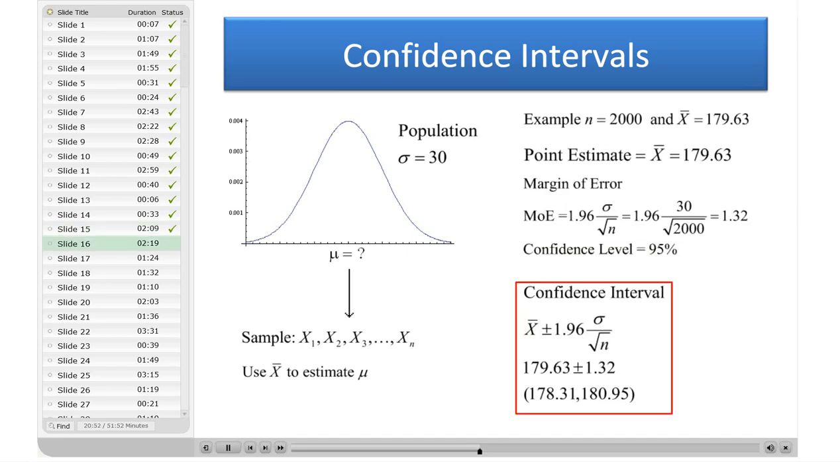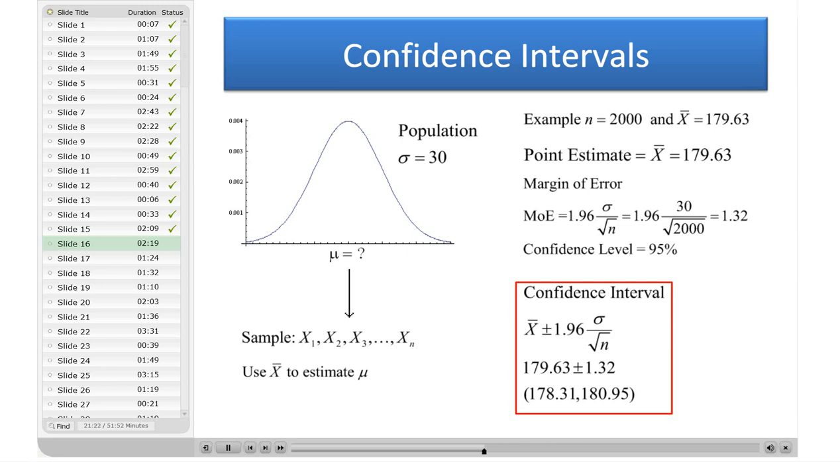Alright, so you can see that I've rearranged quite a bit of the math on this slide. Let's just take a quick look at what we've done so far. We wanted to estimate the population mean, so we took a sample of size 2000 and we got a sample mean of 179.63. That's our point estimate for the population mean. It's our best guess. Our best guess for what the population mean could be is 179.63. But we know that this estimate is off by some amount. So we calculated a margin of error and we got 1.32 for that.